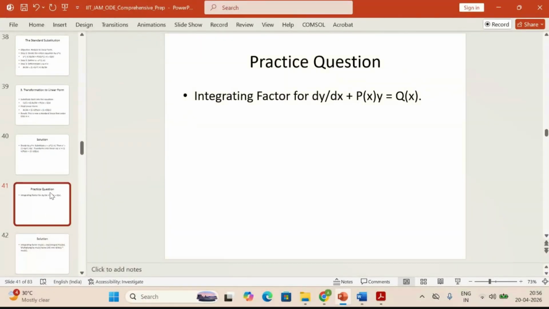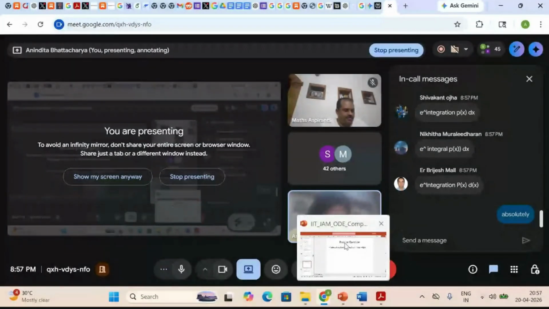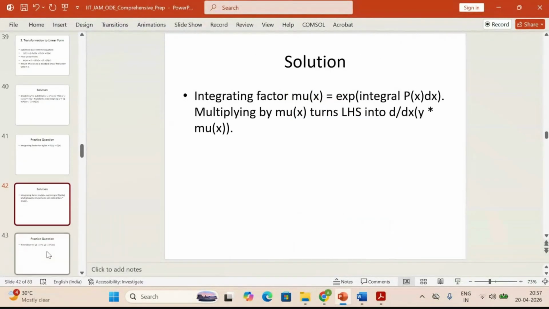Next question, what is the integrating factor for this? This is very simple, but I have still included it. Yes, it is the exponential of the integral of p(x) dx.